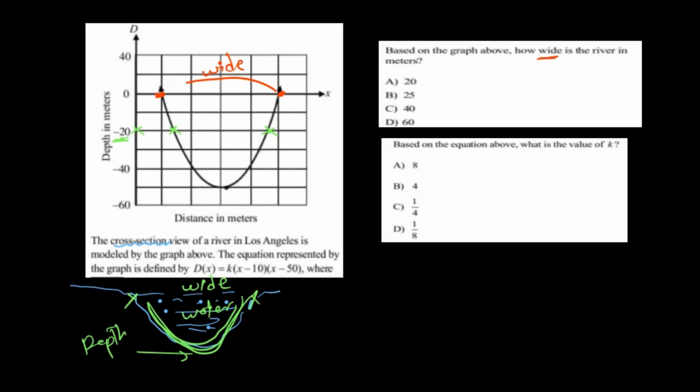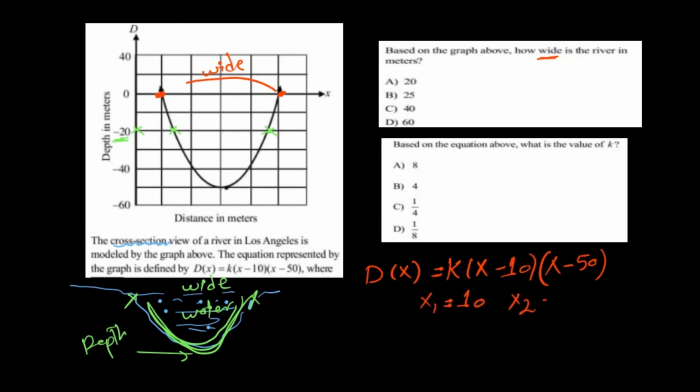How wide is the river in meters? What is the distance between this point and this point? Don't forget you have the depth equals k multiplied by x minus 10 multiplied by x minus 50. That means x1 equals 10 and x2 equals 50. The width is the distance between 50 and 10. It's 50 minus 10, which equals 40 meters. This is the width of the river.